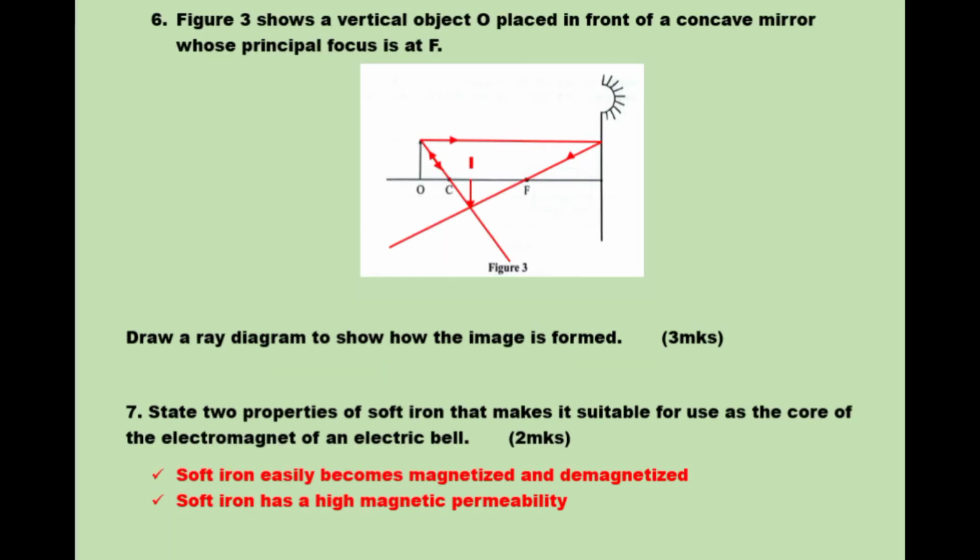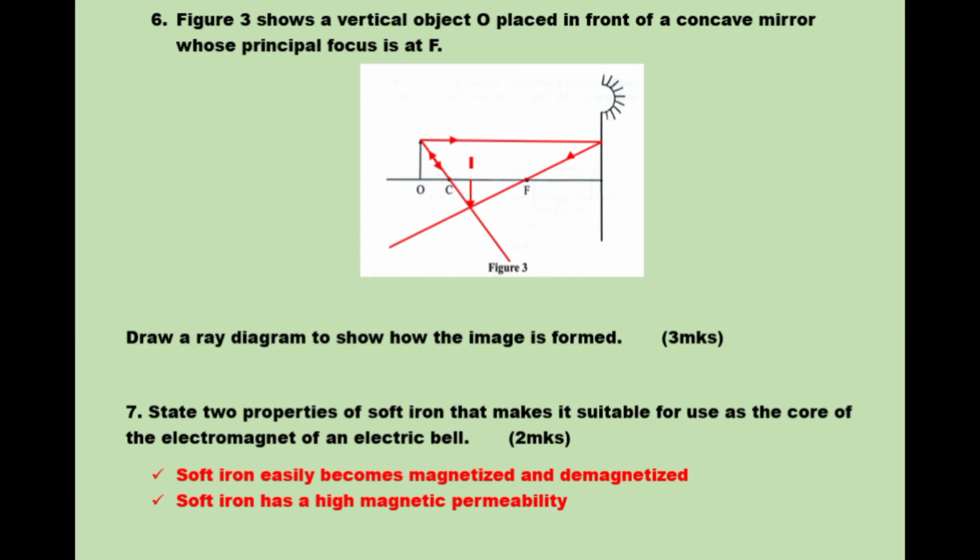Question 6. Figure 3 shows a vertical object O placed in front of a concave mirror whose principal focus is at F. You can see the diagram there. Draw a ray diagram to show how the image is formed.